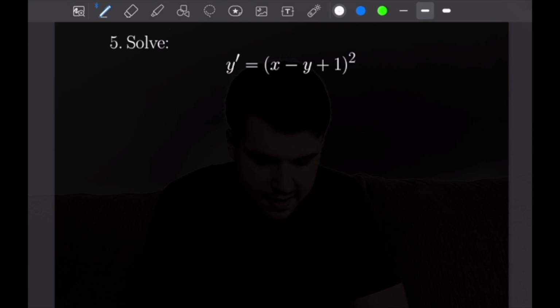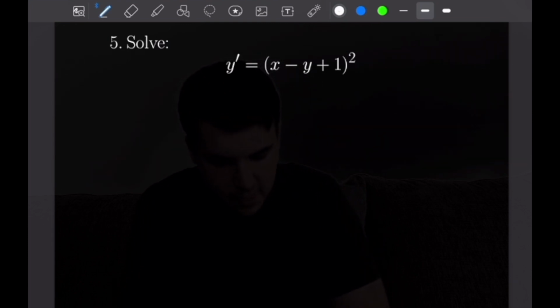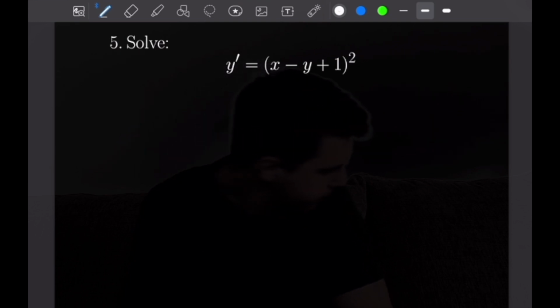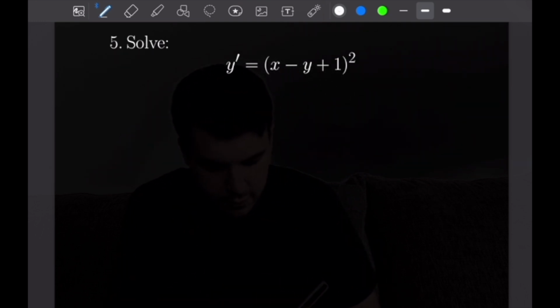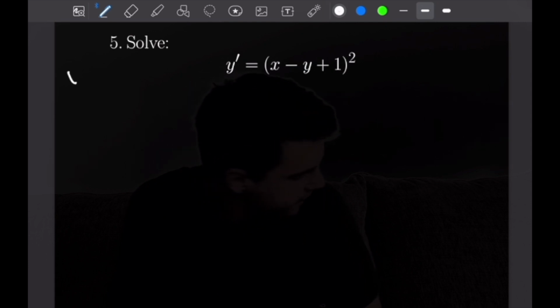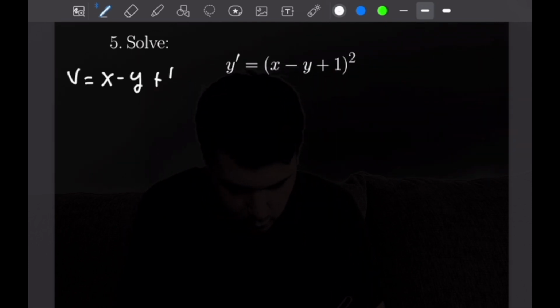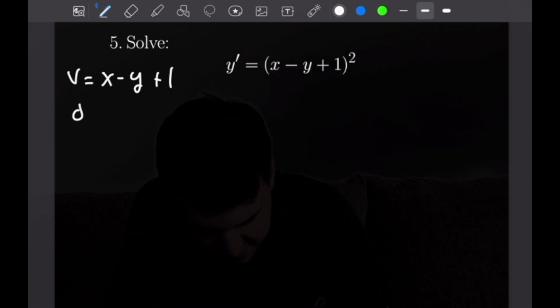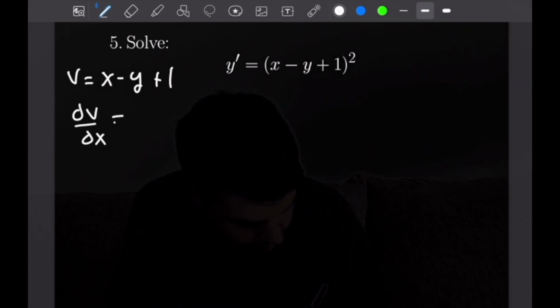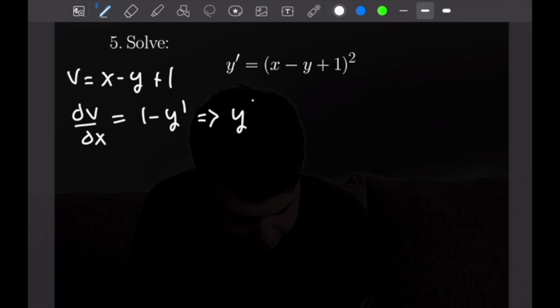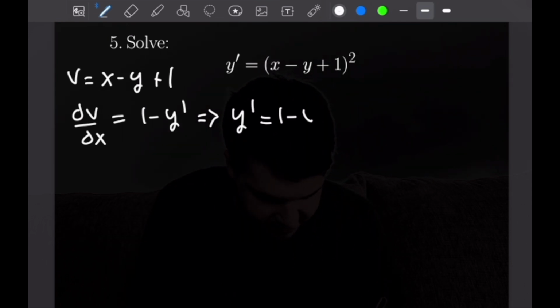So for our fifth and final differential equation for this video, we will have that y prime is equal to the quantity x minus y plus 1 squared. And the substitution we are going to be using is we are going to let v equal x minus y plus 1. And that means that dv over dx is going to be equal to 1 minus y prime, which of course means that y prime equals 1 minus v prime.